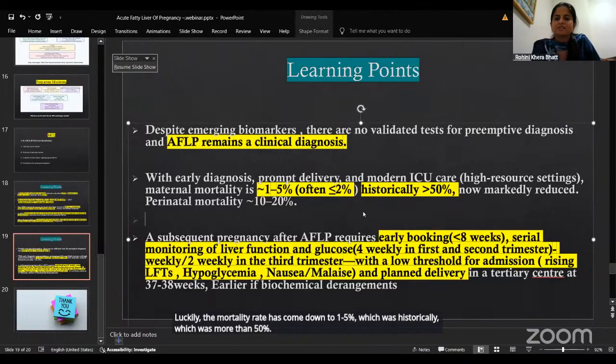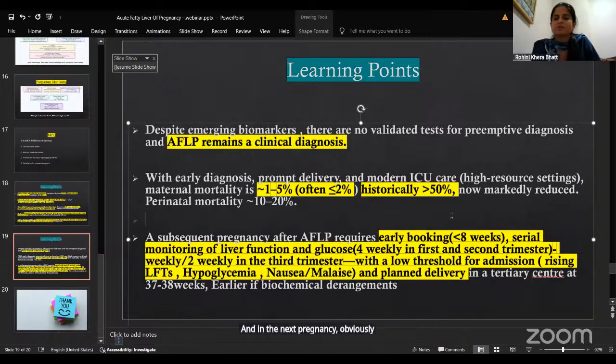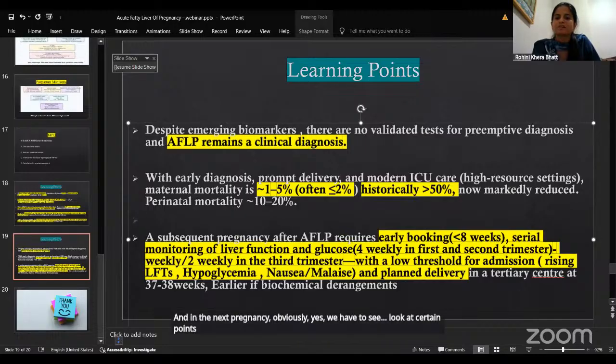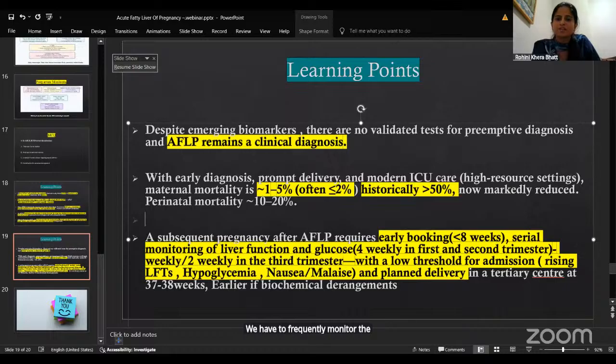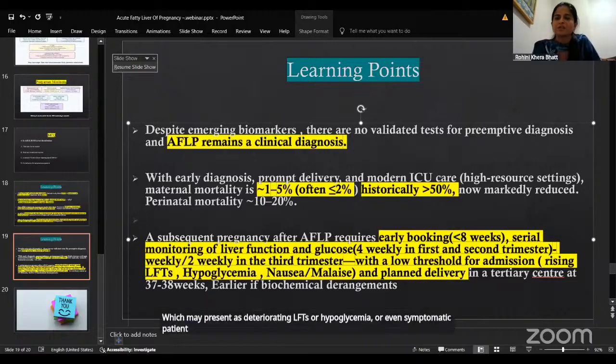And in the next pregnancy, obviously, we have to look at certain points: the patient should be booked early. We have to frequently monitor the liver function and glucose. Especially, we have to be vigilant in the third trimester to look for early signs, which may present as deteriorating LFTs or hypoglycemia, or even a patient presenting symptomatically with nausea or malaise. We have to be alert.